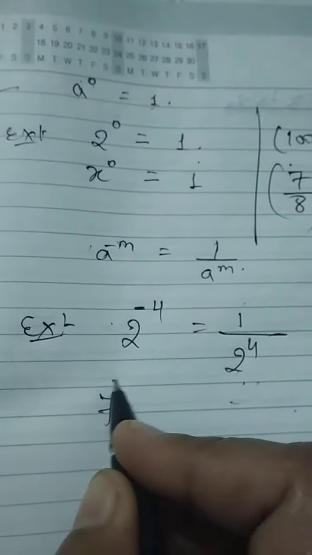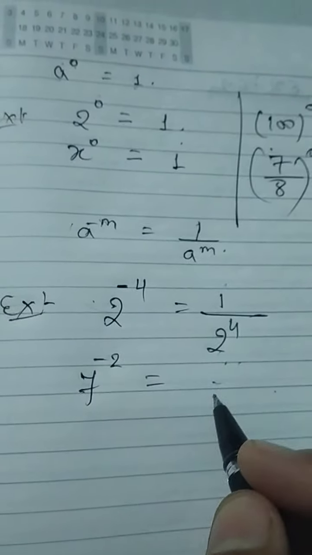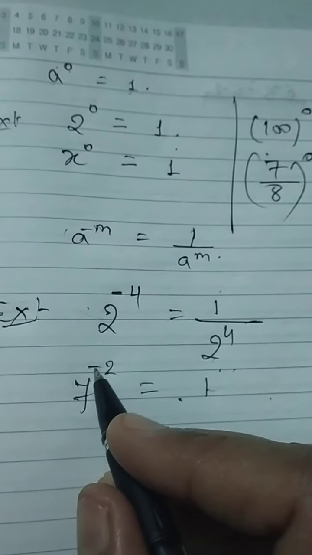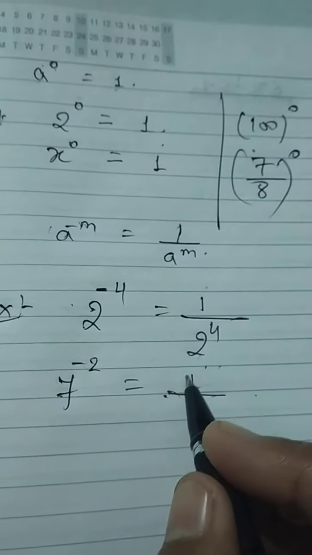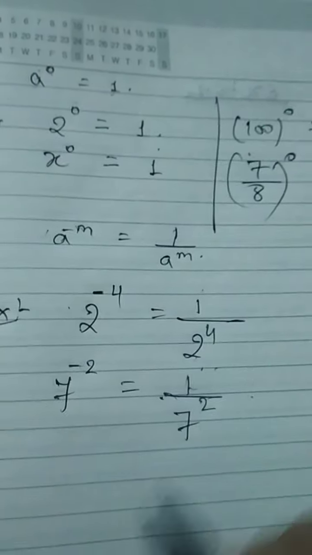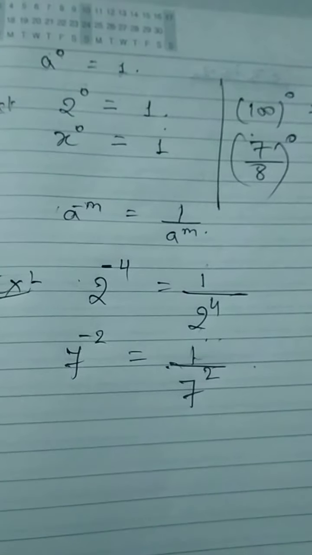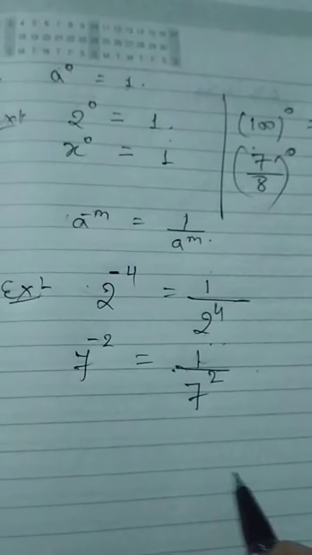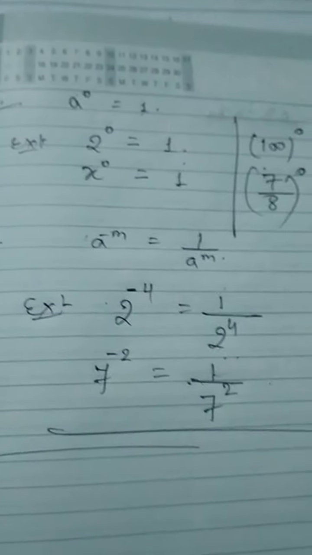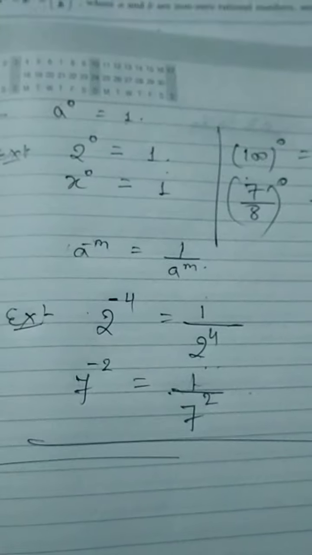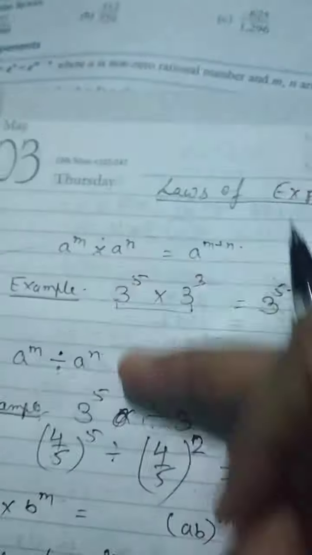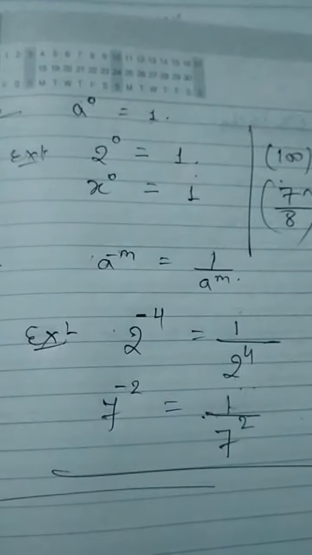Like 7 to the power minus 2. If you want to make the power positive, then you will have to write 1 by 7 to the power 2, or square. I hope all the laws are clear to you. Now let's see one by one. We will apply all these laws to solve the exercise questions.